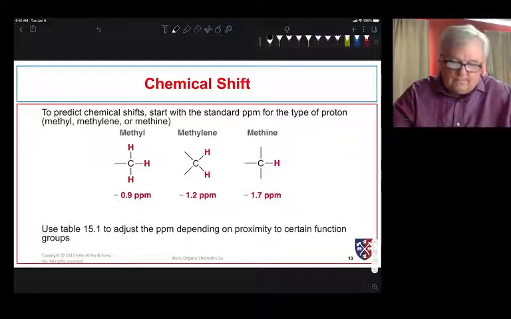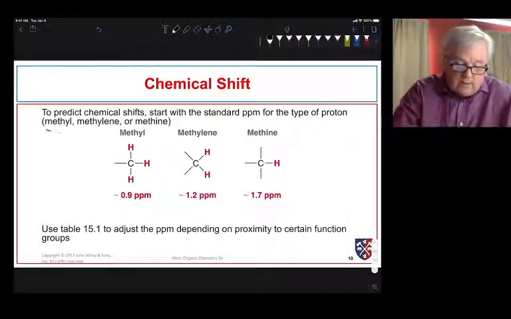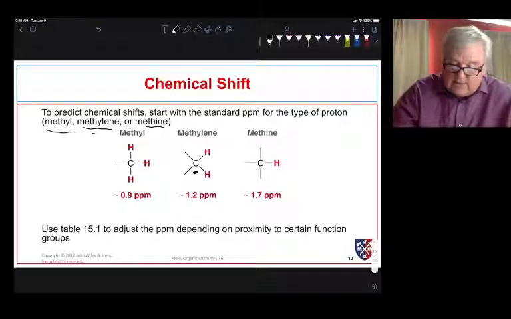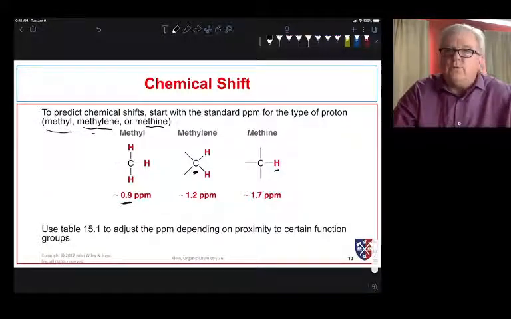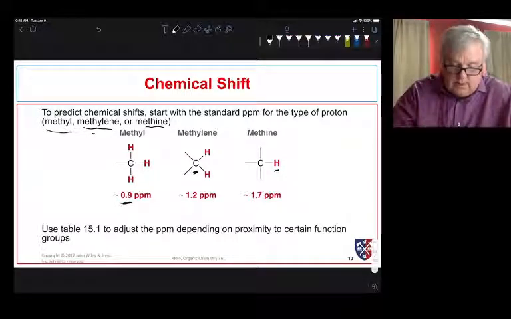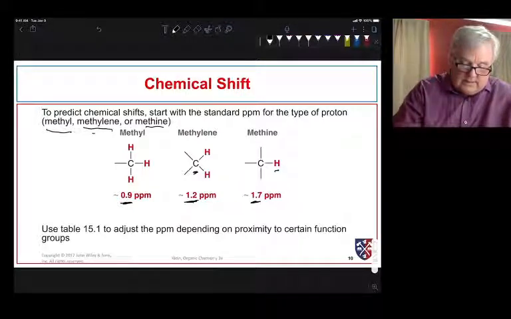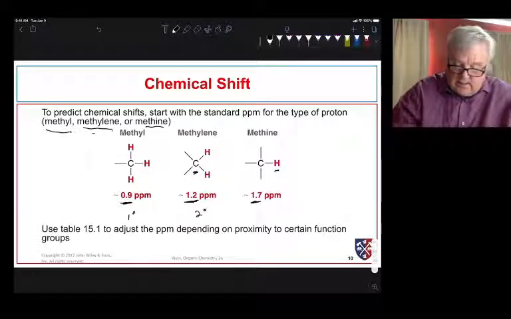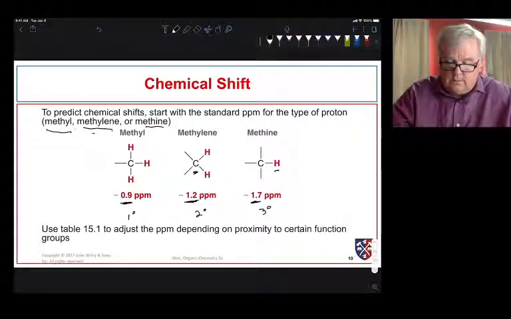Chemical shifts start with the standard ppm for the type of proton. Here we're looking at methyl, methylene, and methine. Methylene is a CH2 group, and a methine is a CH group. All else being equal, that is, these are just regular hydrocarbons, our methyl groups come in at about 0.9. Methylene groups come in at about 1.2 ppm, slightly downfield. And methines, just CHs. So this is a primary, this is a secondary, and this is a tertiary carbon. And these come at 1.7.